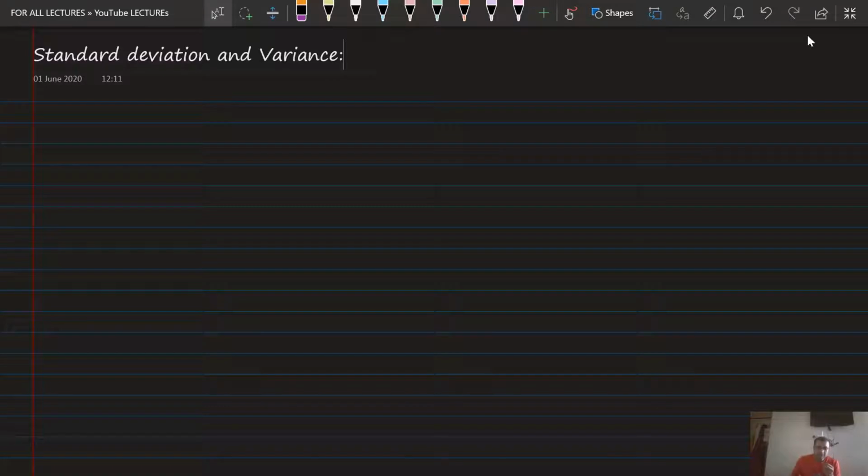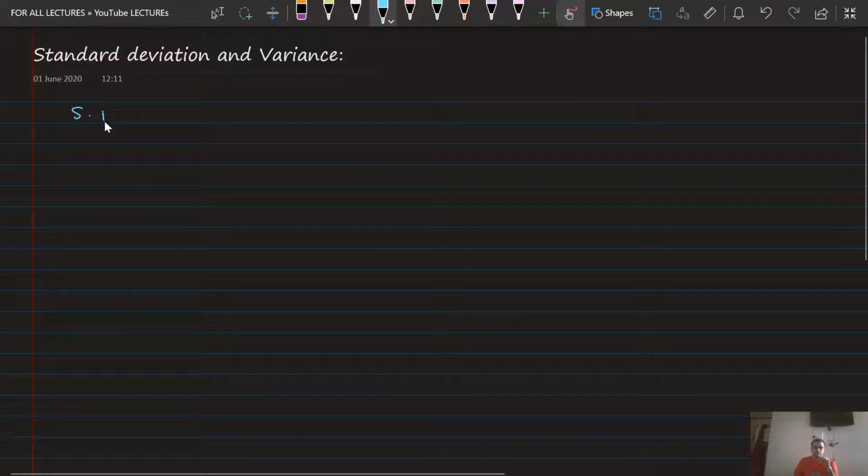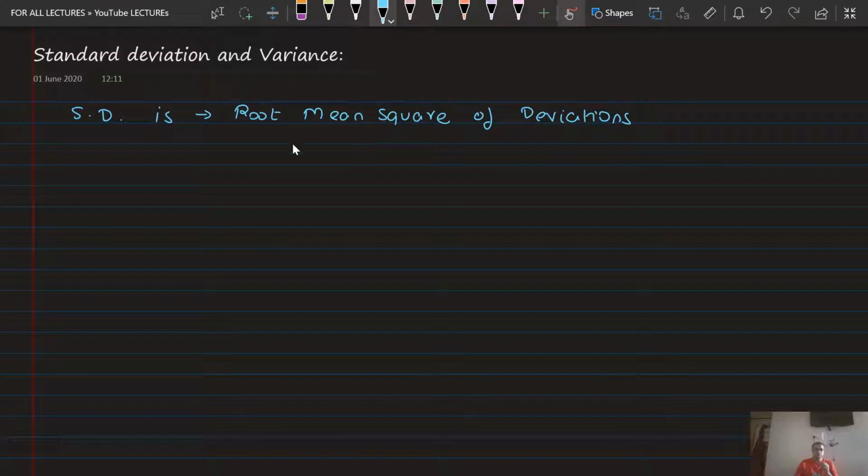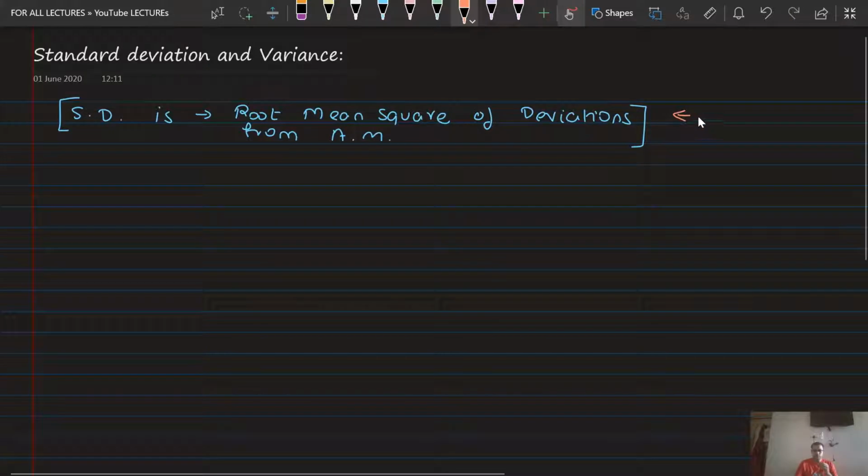Okay. So the second name for the standard deviation is root mean square. Write down the points along with me, okay? Root mean square of deviations from arithmetic mean. It is an important point for your MCQ, okay?